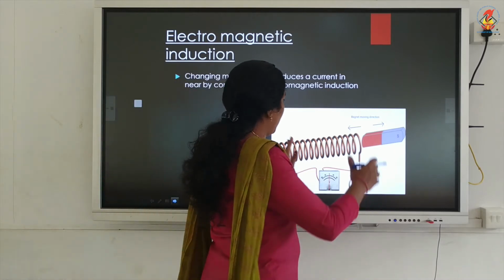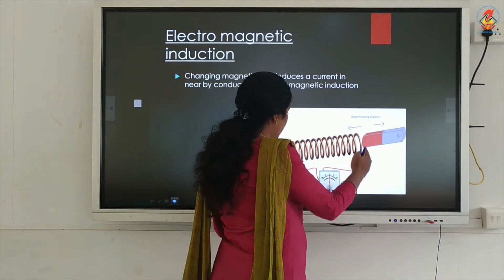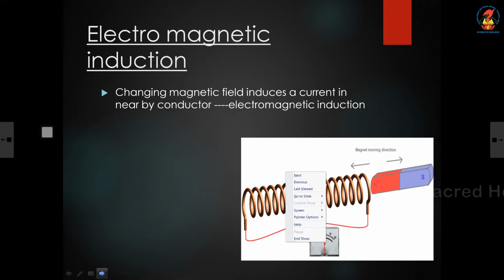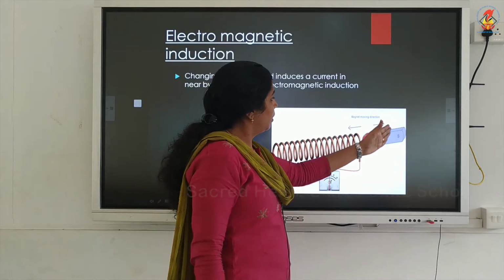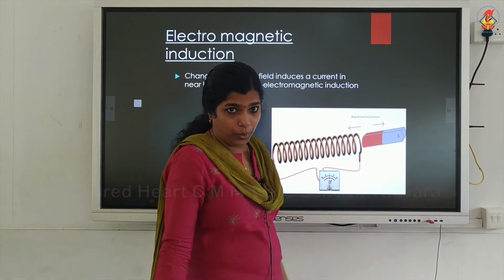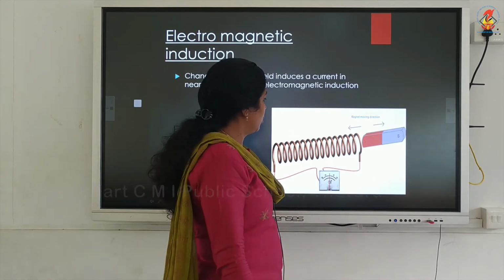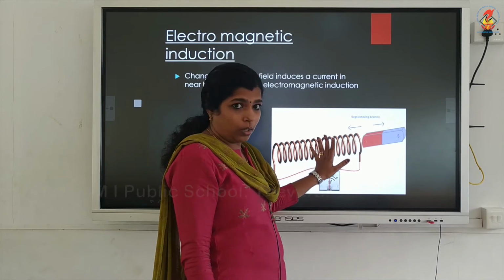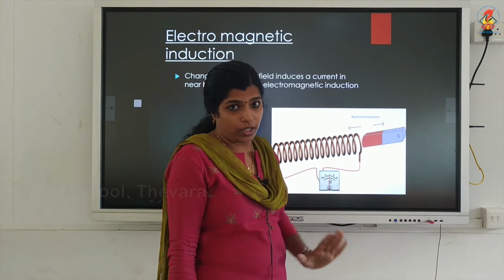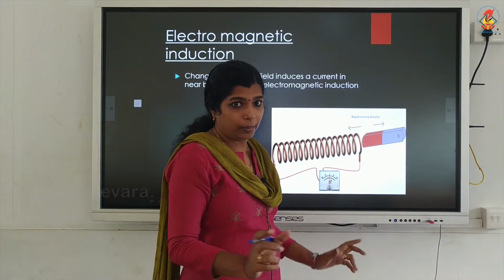So a coil is there. We are connecting the coil to a galvanometer. Now a magnet is here. Here the magnet is stationary. Both the magnet and the coil are not moving. We are keeping the coil stationary, and we will move the magnet.